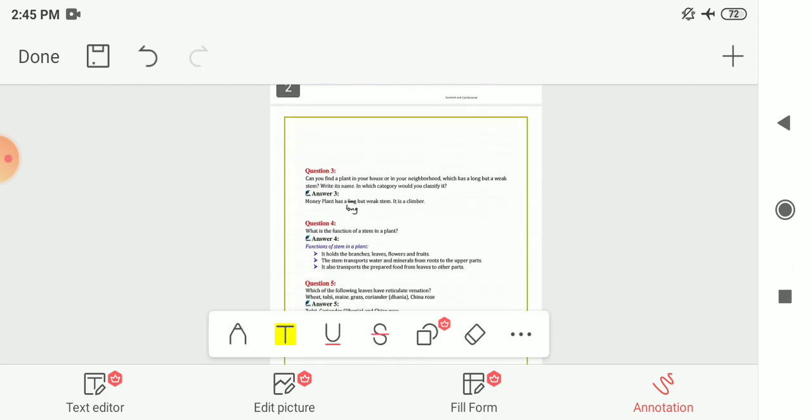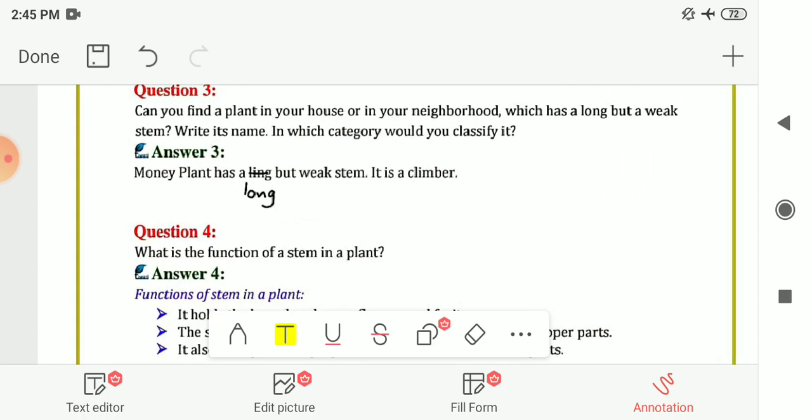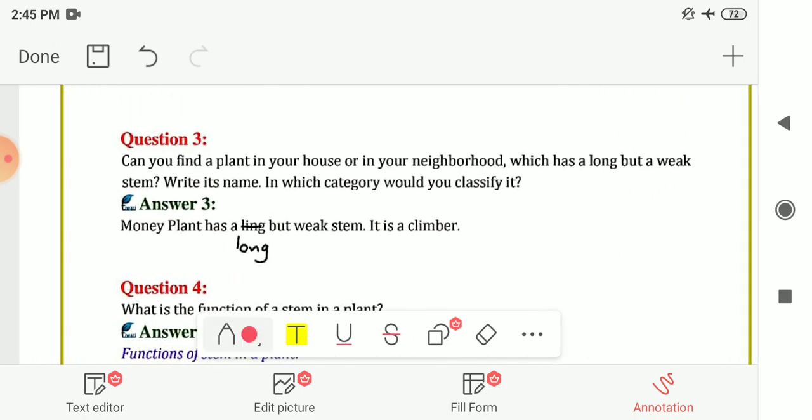Next, question number 3. Can you find a plant in your house or in your neighborhood which has a long but weak stem? Write its name. In which category would you classify it? Plant with a weak stem. So here the answer is that money plant has a long but weak stem. Money plant has the weak stem and it is a kind of climber. It is a climber because it needs support to go upward.